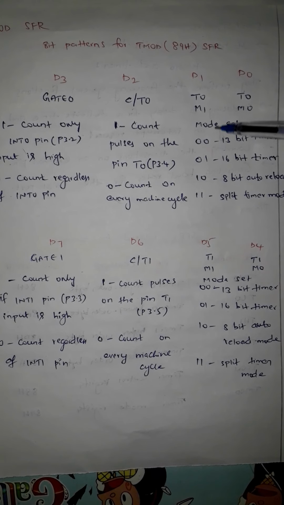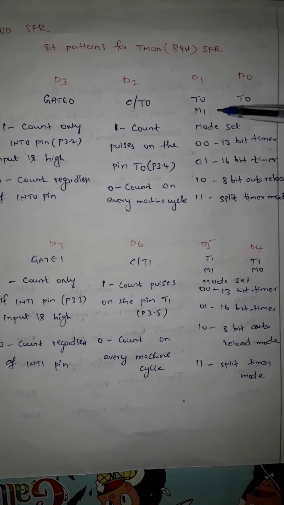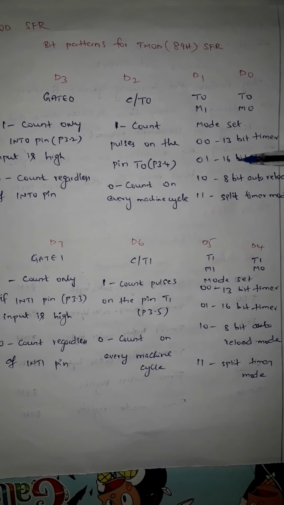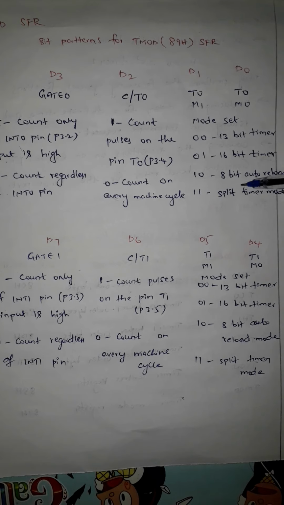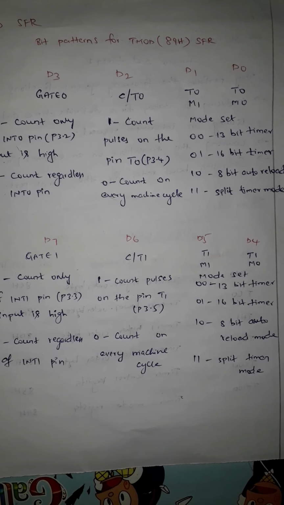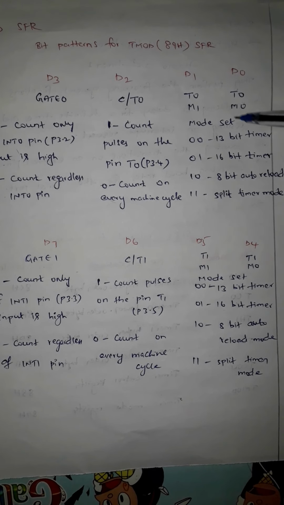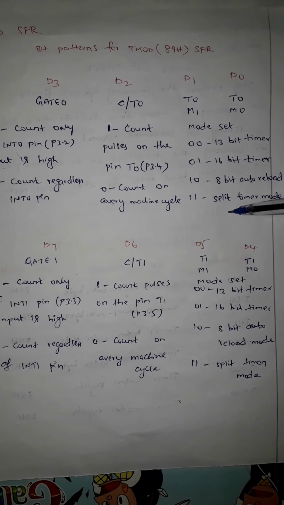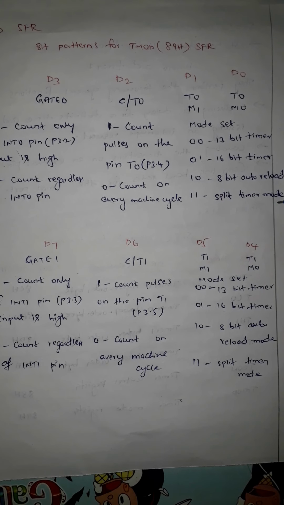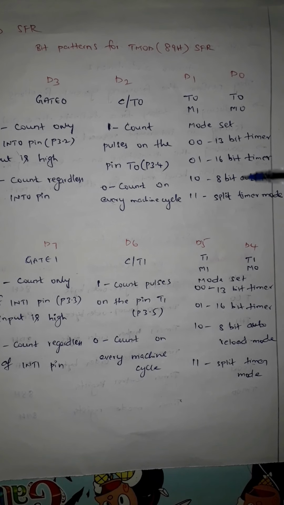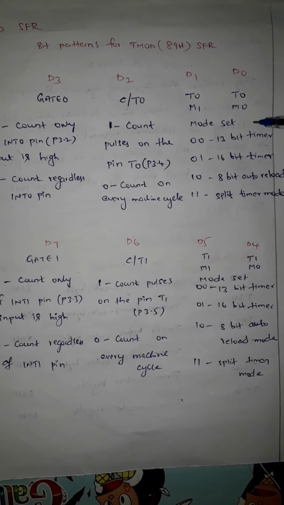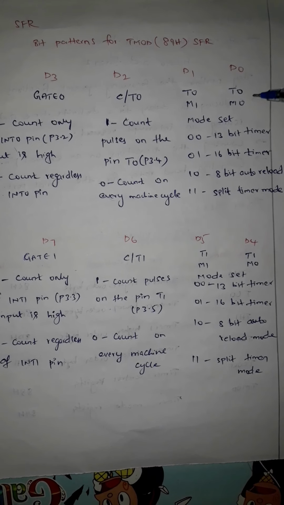And if this D0, D1 combination is 01, then it is a 16-bit timer. In case the combination is 10, then it is an 8-bit auto reload timer. Otherwise, if both the bits are 11, then the 8-bit split timer mode is selected. So I have 4 different modes. You can select one of the modes of the timer by using these D0 and D1 bits for timer 0.